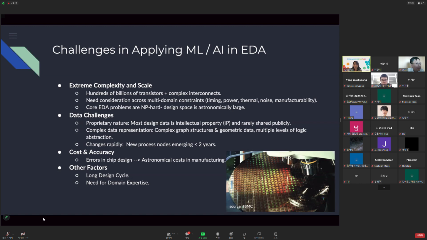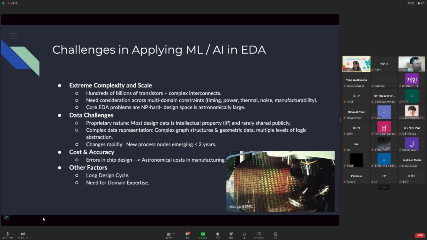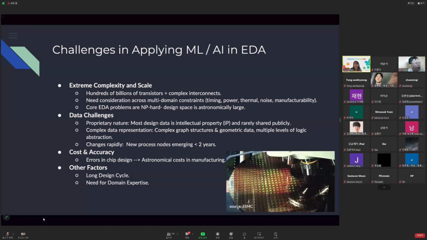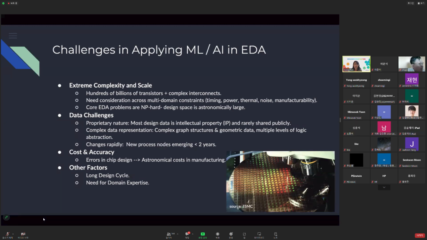And another challenge is the data. As you can imagine, TSMC, for example, would not want to share their recipe with other foundries, right? And other chip designing companies wouldn't want to share what they know with others, because that's their own IP, their intellectual property. So it's rarely shared publicly, and there's not enough data in the public domain.